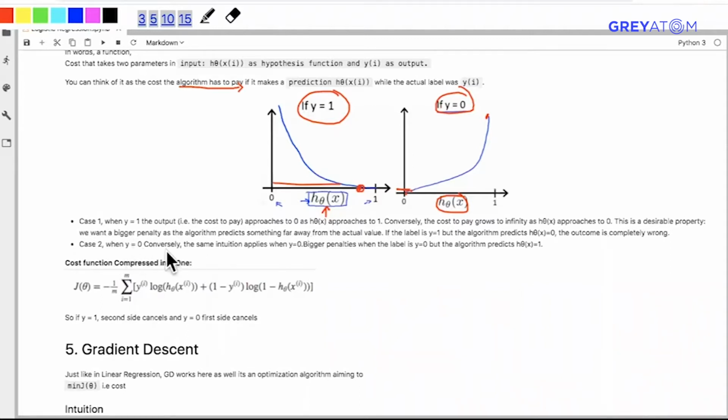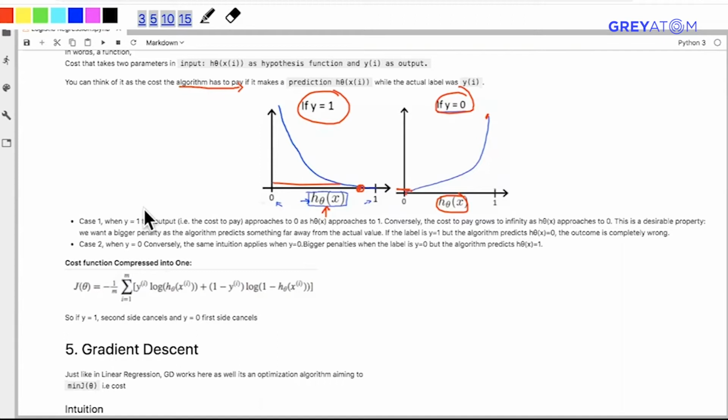And case 2 is when y equal to 0. I just explained this graph to you, right? This is my predictions, this is my actuals. If I predict closer to 0, my cost is minimal. If I predict closer to 1 and my actual label is 0, the cost is greater. So we just want to reduce this cost.